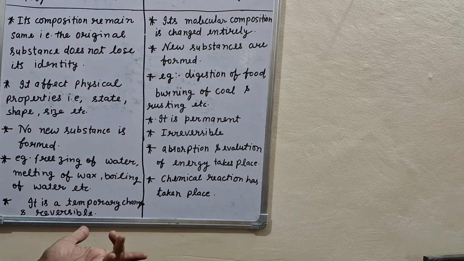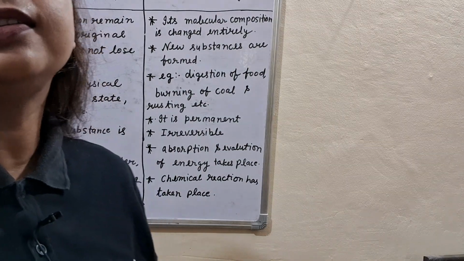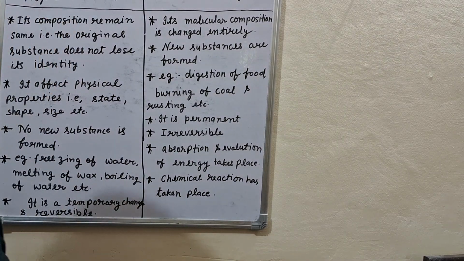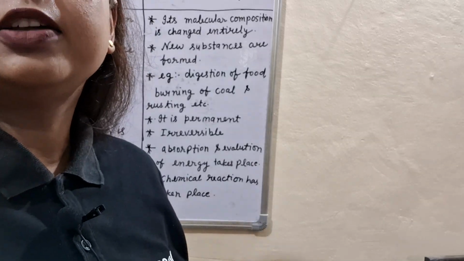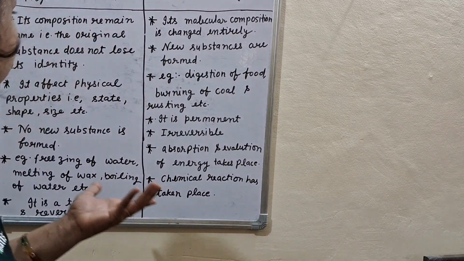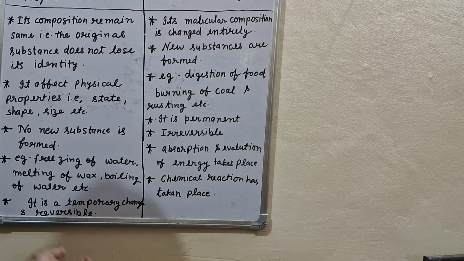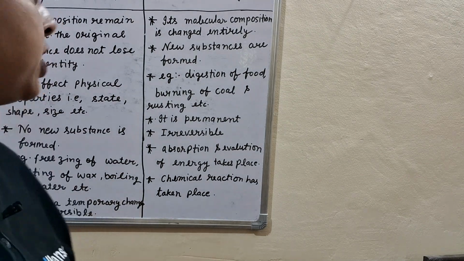When freezing of water takes place, melting of wax takes place, boiling of water takes place, you can say these are the physical changes. What happens in water? When water freezes, it is converted into ice, and ice is another form of the water, so that is called a physical change. And melting of wax is also a physical change, boiling of water is also a physical change. These are some examples of physical changes.